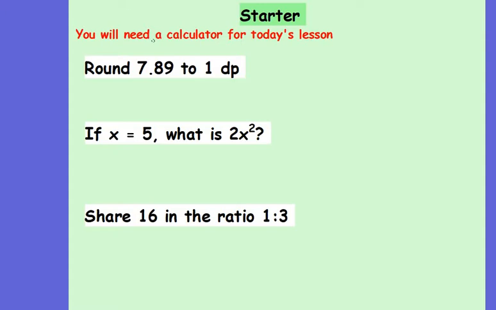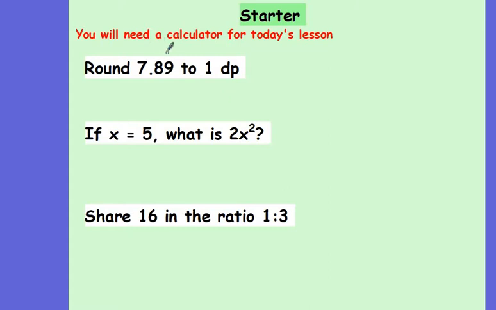For today's lesson you're going to need a calculator, and it needs to be a scientific one that's got the pi symbol on it. Here's today's starter. Can you round 7.89 to one decimal place for me? By using substitution, if x is equal to 5, what is 2x squared? And finally, can you share 16 in the ratio 1 to 3? Pause the video and answer these questions in your light blue books now.